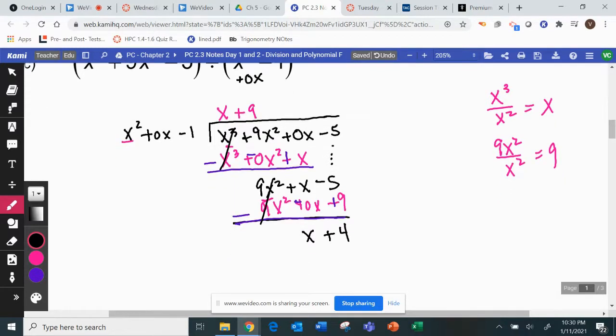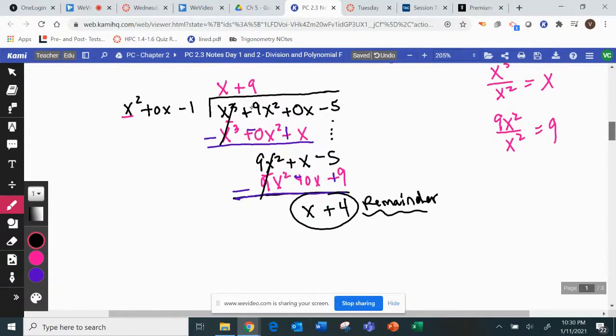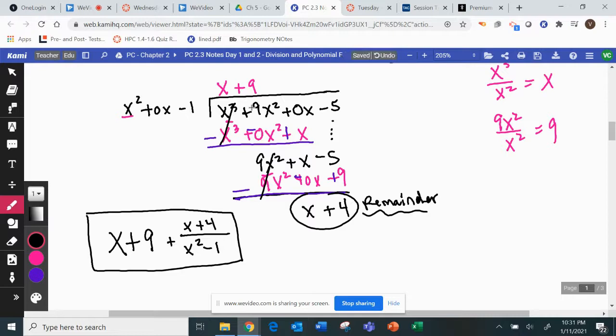Now, what we have is a remainder. We're not really going to do anything with the remainder other than write it like a mixed number in fractions. Like if I did 7 divided by 3, you would take 3 into 7 two times and you'd have a remainder of 1 and you put it over the divisor 3. That's what we're doing. By the way, this 2 and 1/3 means 2 plus 1/3. So I'm going to apply that concept to our answer here. We've got x plus 9, then we have a remainder, so I'm going to add x plus 4 over the original divisor, which was x squared minus 1. That's how you're going to write your answer, the remainder over the divisor added on to the end, if you have one.